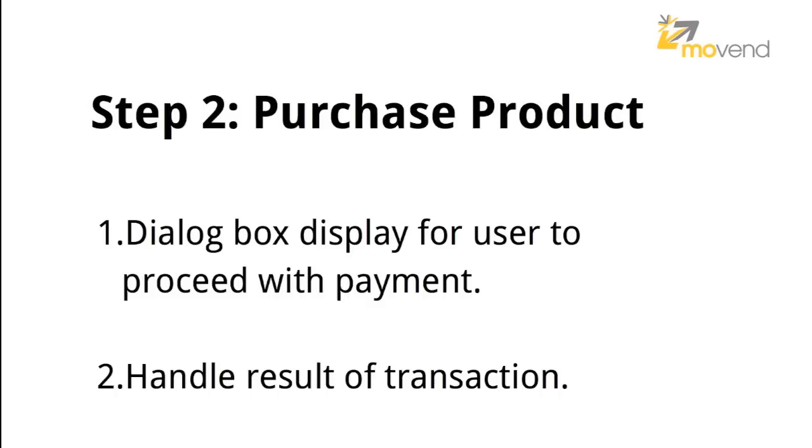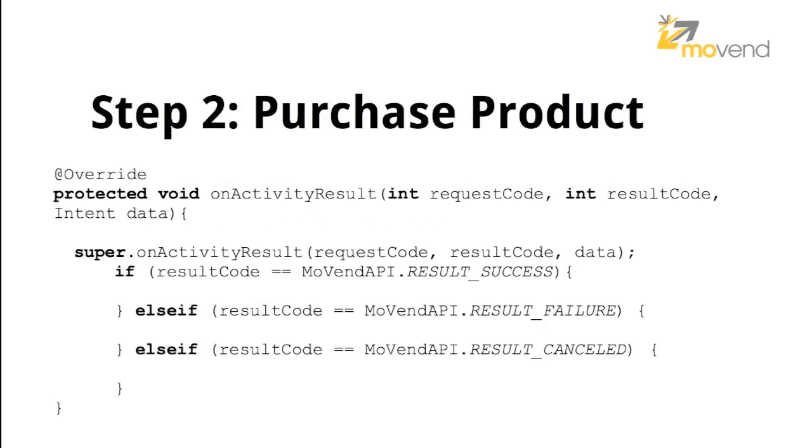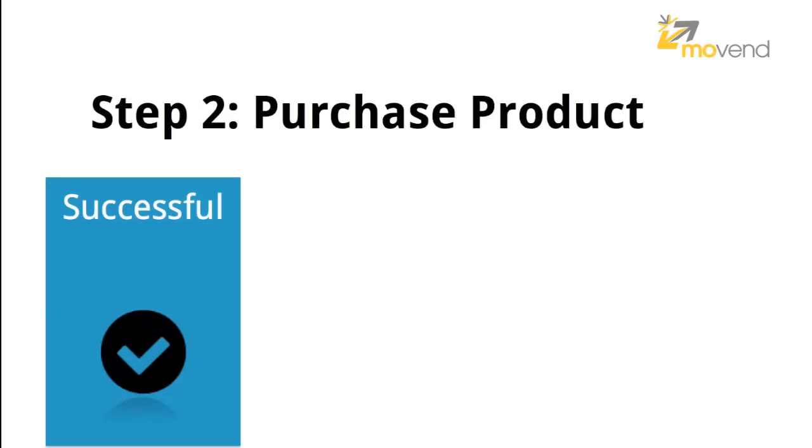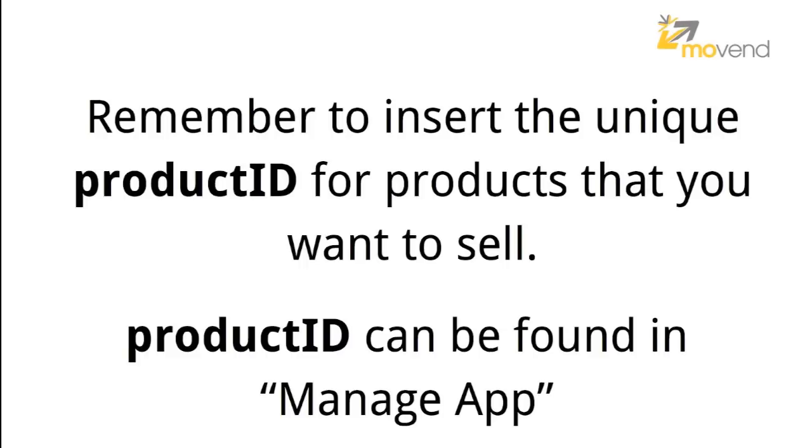This is where you can place your buy button of your products. This following line of code checks whether the user has already bought the product. Use this onActivityResult callback function outside your onCreate method to handle the three possible outcomes of transaction: successful, failed, cancelled. With this, you can control the user interface of your application to the corresponding outcomes of the transaction. Please remember to change the product ID of the individual product, as each one of them is unique.